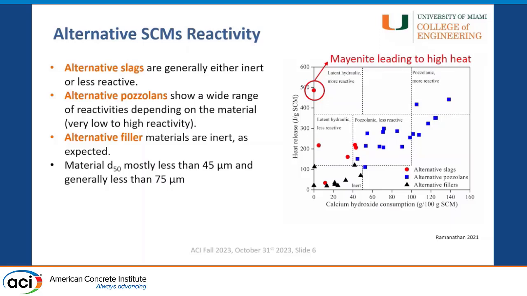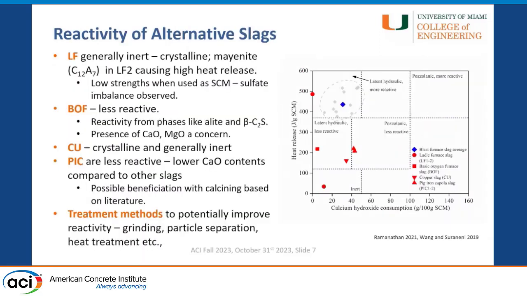So from this plot, what we can see is that the alternative slags are generally inert or less reactive, and the alternative pozzolans show a wide range of reactivities based on what the material is, how the material was processed, and what the source of the material was. And alternative fillers are, as expected, inert. The D50, or the median particle size, of all these materials varied from around 45 micron to around 75 micron, but most materials generally had a D50 of less than 75 micron.